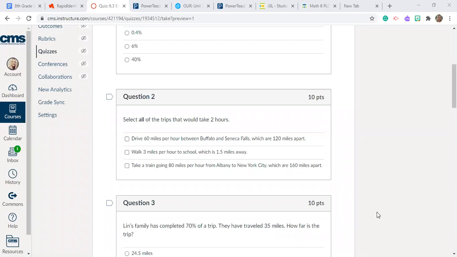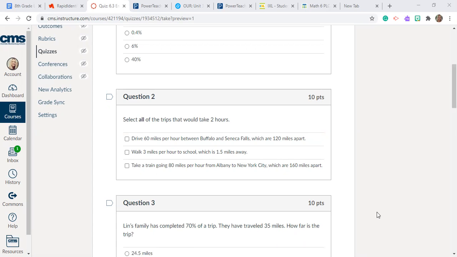Take the train going 80 miles per hour from Albany, oh, I'm sorry, from Albany to New York City, which is 160 miles apart. I'm gonna read those one more time. And I suggest you draw a number line or a little timeline in your notebook where you draw out these scenarios. So the first one is drive 60 miles an hour between Buffalo and Seneca Falls.